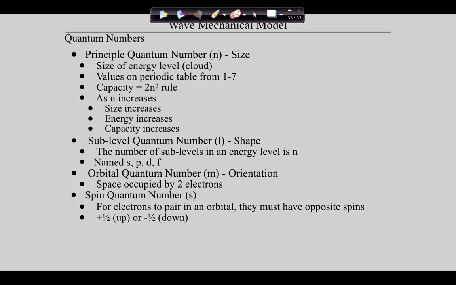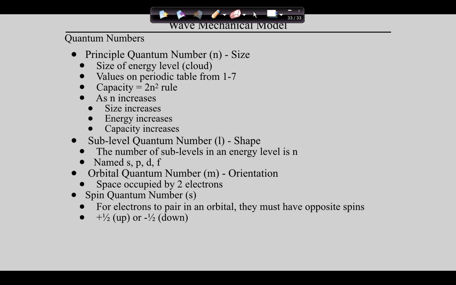The first energy level has 1, the second 2, the third 3, and so on. These sublevels are then broken down into orbitals. The orbitals are actually the spaces the electrons occupy, and an orbital can contain 2 electrons. Those 2 electrons, in order for them to pair up, have got to have opposite spins.